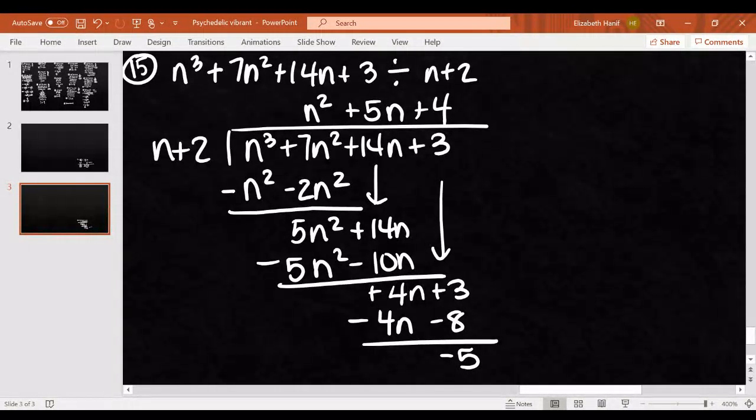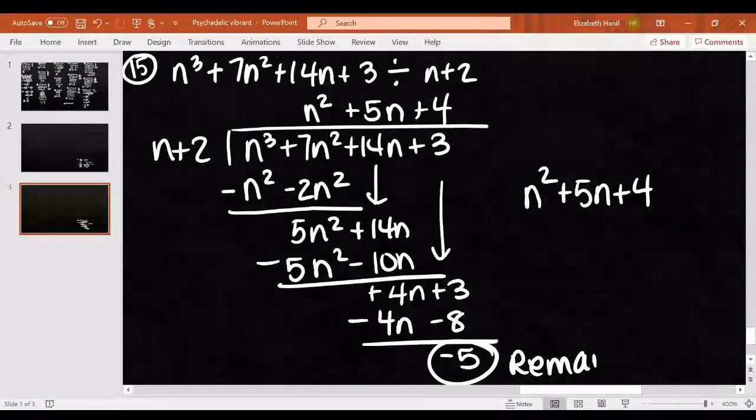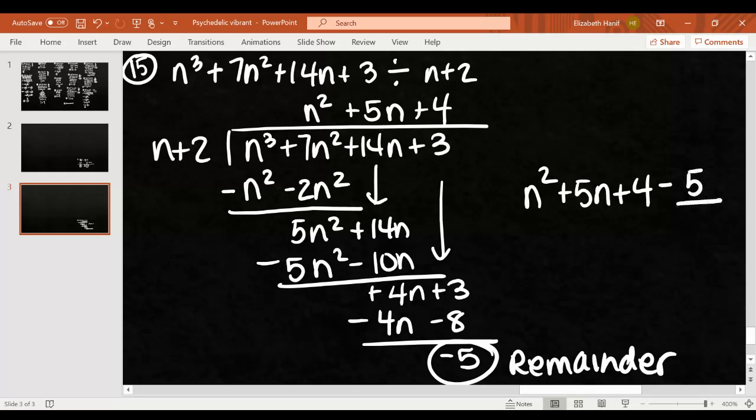And so when you write out your result, or your quotient, the result that you get after you divide, you're going to have n squared plus 5n plus 4. But now we have a remainder. Here's our remainder, and we can't forget the remainder, so the remainder goes at the end. It's written as minus 5, but it's written as a fraction. So it's going to be negative 5 over what we were dividing by, which is n plus 2.